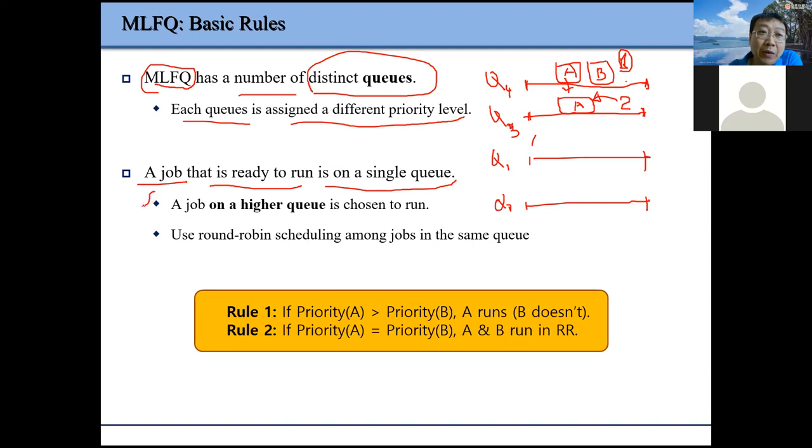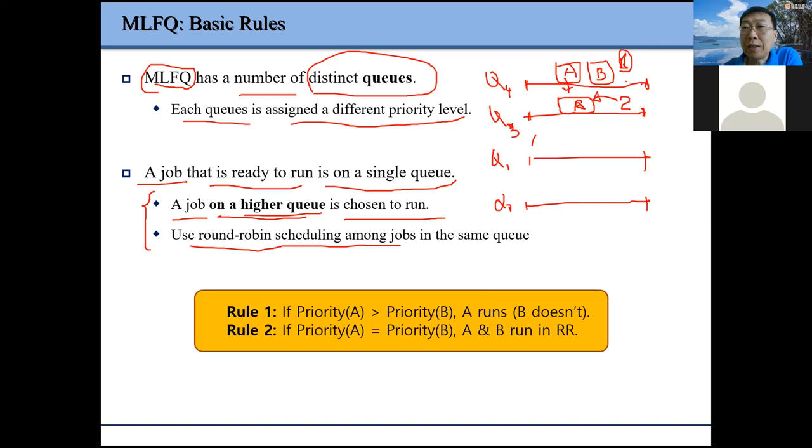Our first rule is that a job on a higher queue is chosen to run. So our scheduler will look at all jobs on the different queues. However, we will schedule the job on the higher queue. For example, suppose I have jobs A, B, and C, with A and B on Q4, the topmost queue. Then I will schedule A or B because they are on Q4, which is the highest queue. If in the same queue we have multiple jobs, then we will use round-robin scheduling among those jobs. So in this case, if we have A and B, we will schedule A to run for a time, then run B.